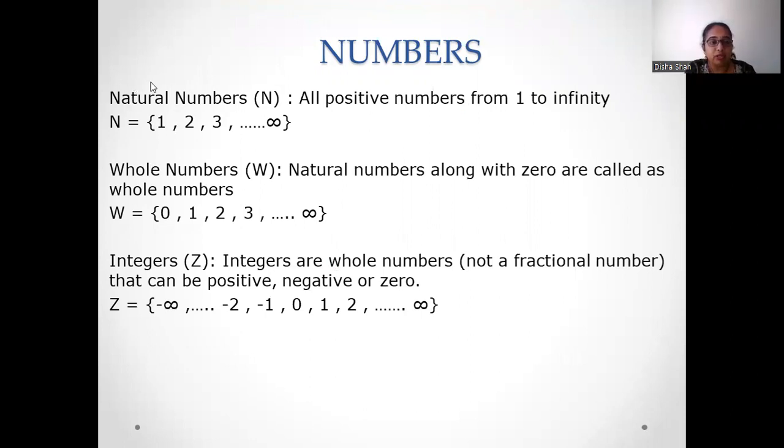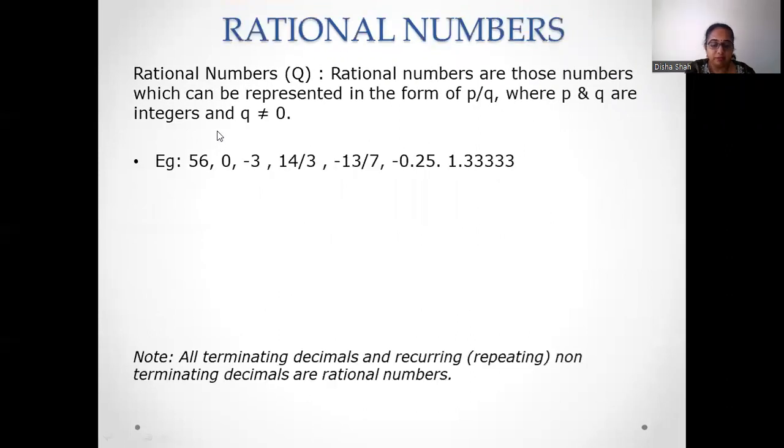Natural numbers are also called counting numbers. The natural numbers start with 1 and go to infinity. Okay, so which is the smallest natural number? The smallest natural number is 1.